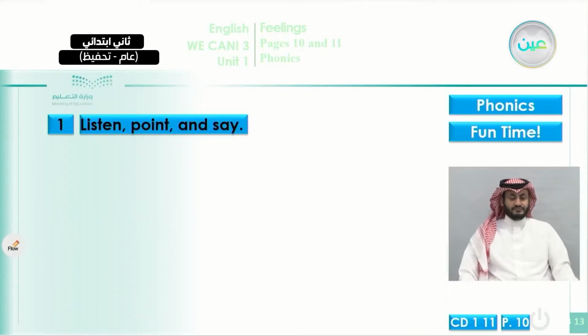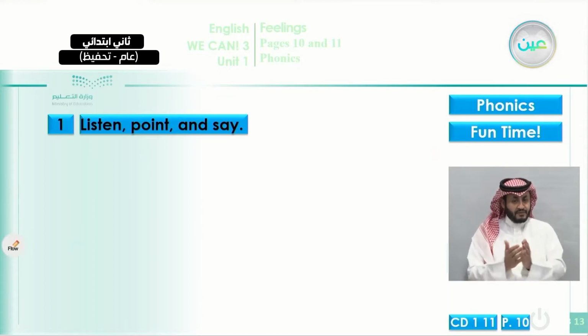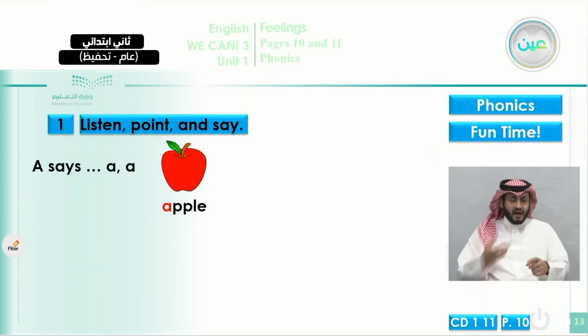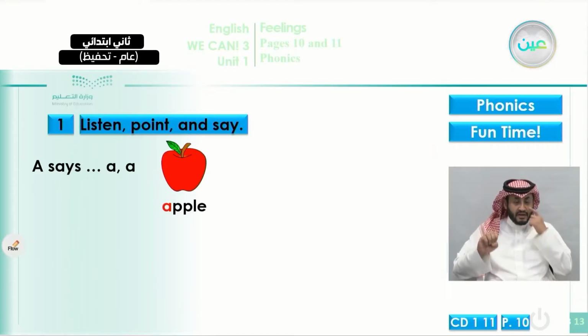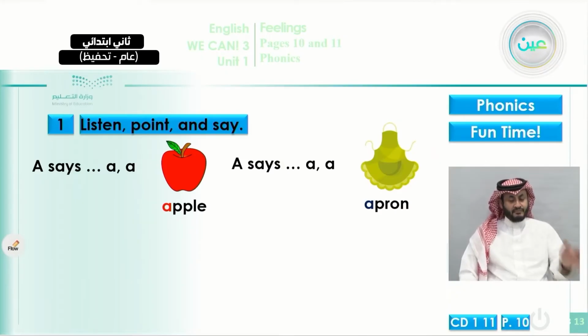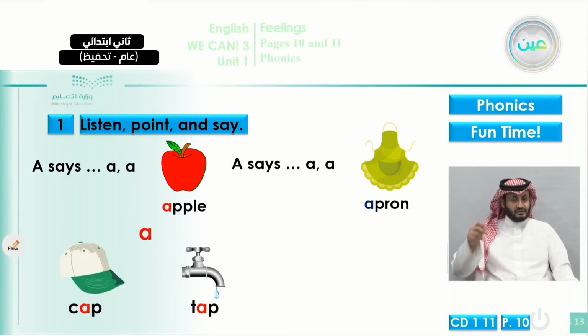Okay, now let's go to the book, page 10 in your student's book, and here we'll study phonics. In exercise number 1, there is a question here says, listen, point, and say. Before we listen, let's read what is written here. A says A. Sometimes you pronounce it as A sound, and sometimes you pronounce it as A. Okay, so here as in apple, you say apple. Here in apron, you say A, apron. In the cap here, you say also cap and tap.